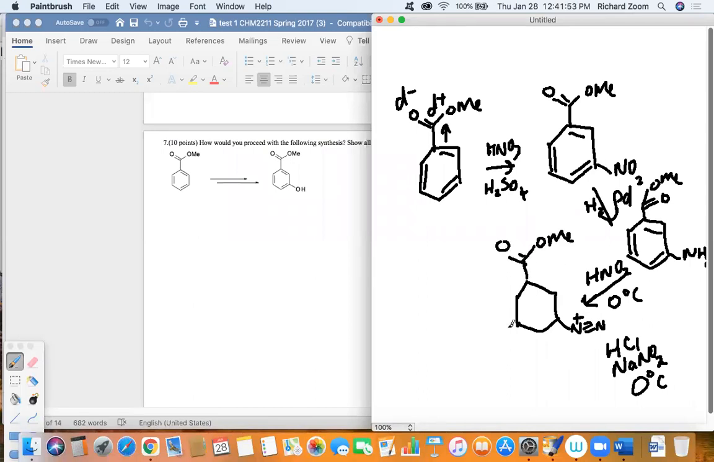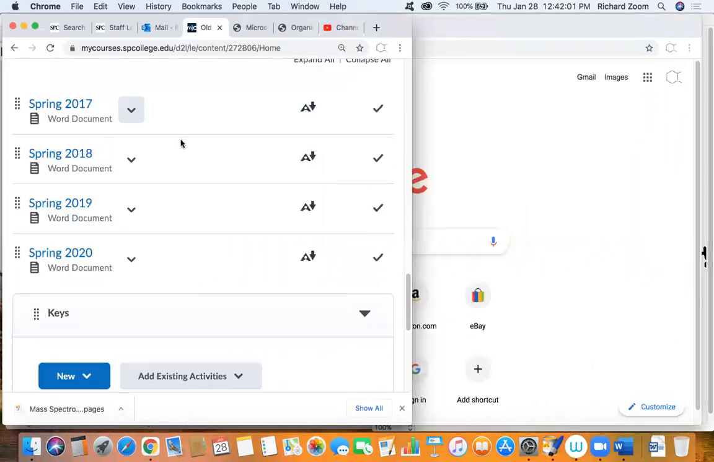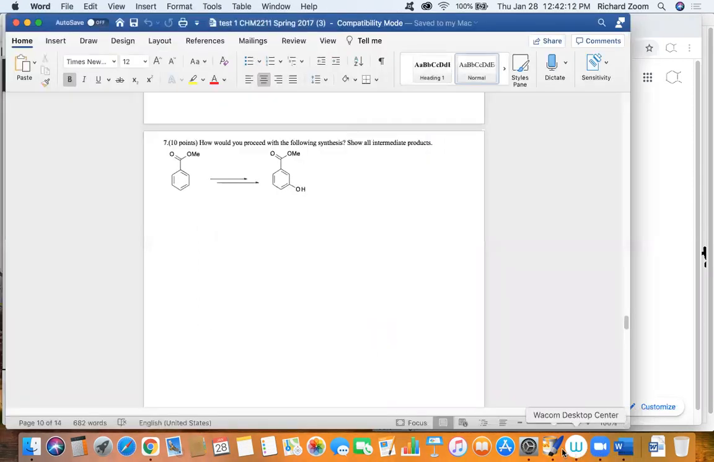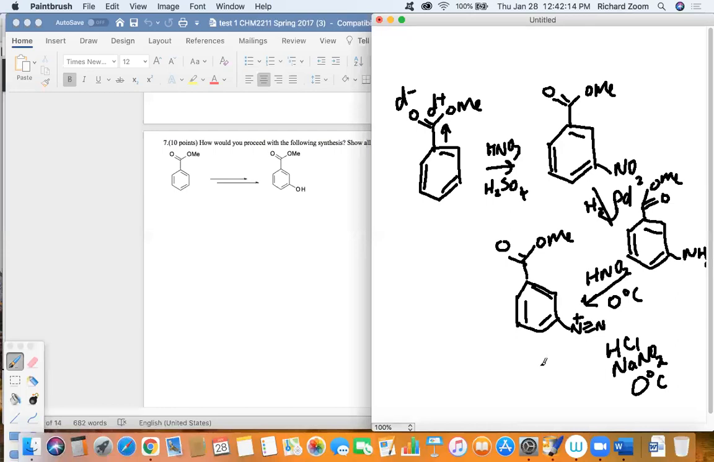Now in this instance we need OH. So according to the slide here, if we want an OH, then we use water and heat. So the entire answer there would be H2O and heat.